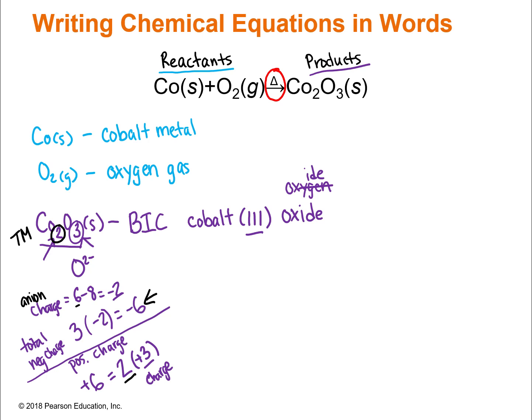So if we've got 2 cobalt ions and together they make a total positive charge of 6, that means each cobalt ion has to have a charge of +3. So you're dividing the total positive charge by the number of positive ions that you have. In this case, it's 6 divided by 2. Is that a little bit more clear?